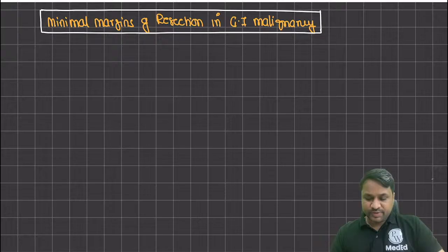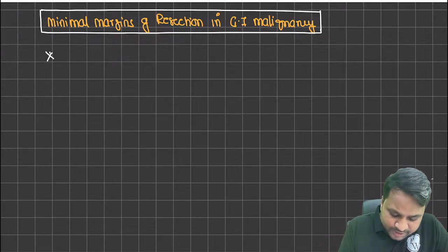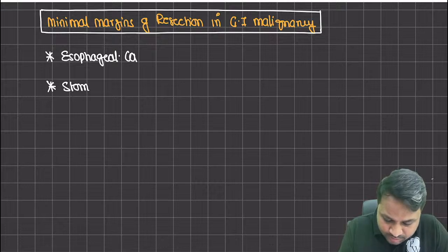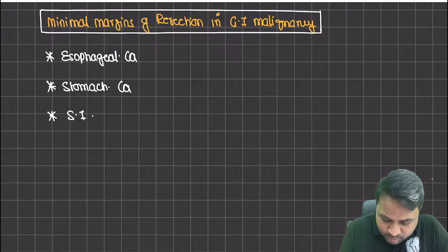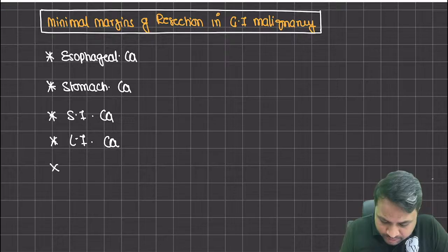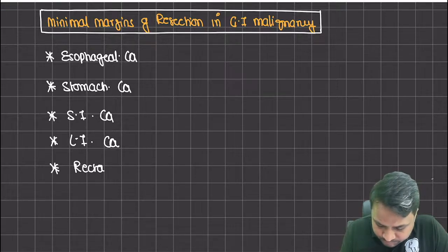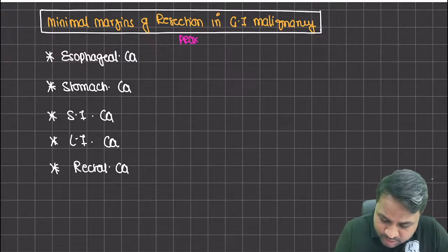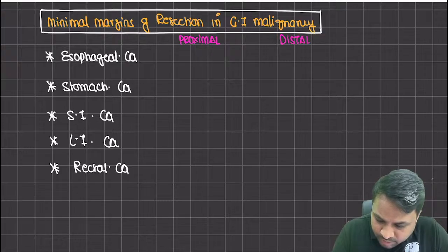Now, when we talk about the minimum margin of resection, we look at what is the margin of resection in the esophageal cancer. We have to see what is the minimum margin of resection in your stomach cancer. We look at the small intestinal carcinoma. We look at the large intestine cancers, and we look at the rectal cancers. So two margins that you have to follow. One is going to be your proximal margin. Another one is going to be your distal margin, right?